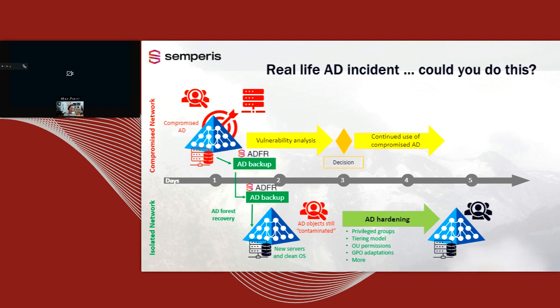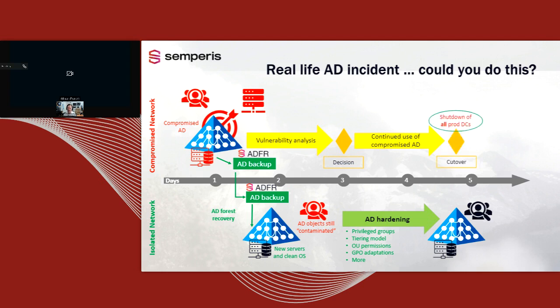So in the remediation, our team cleaned up the privileged groups. They implemented a basic tiering model. They cleaned up OU permissions. They worked on errors and configuration of the group policy objects so that they couldn't be so easily compromised, and a few more things. It wasn't perfect, but it was a lot better than the existing environment.